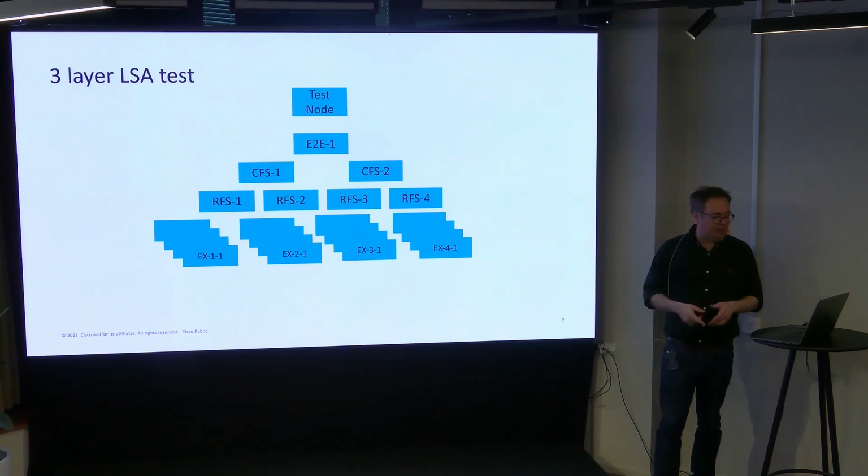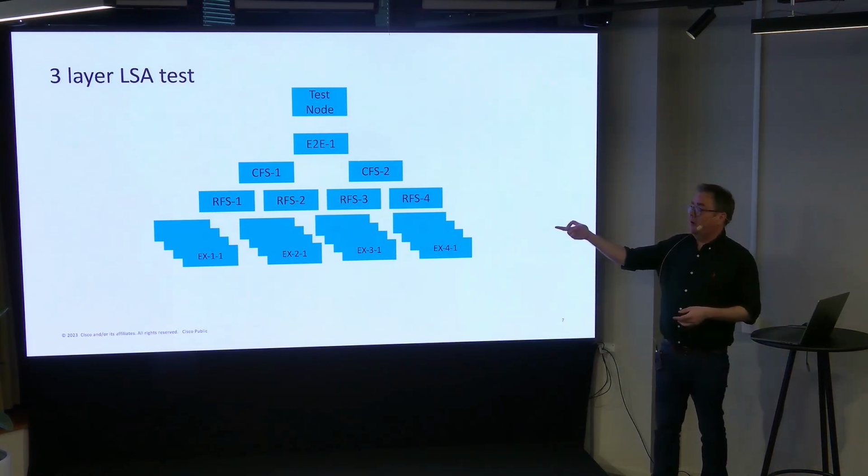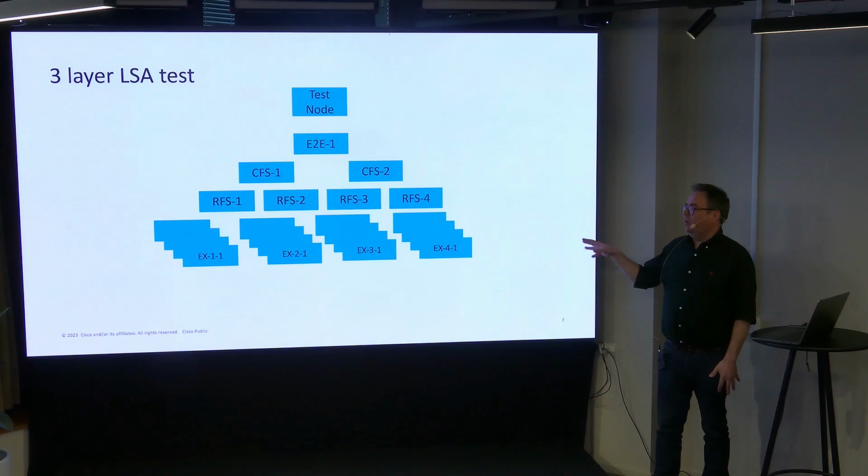In this example, you see that we have 4 RFS nodes handling 1/4 of the devices each. So I think that is one reason of using nano services, that you don't have to handle all those devices on one node.